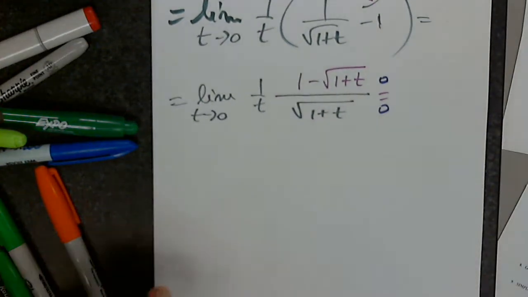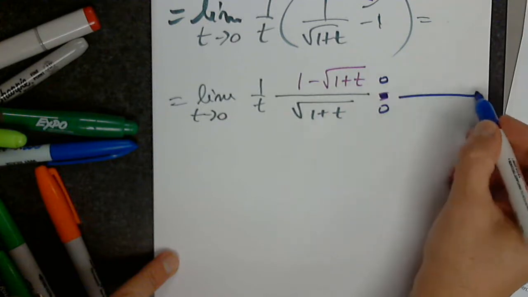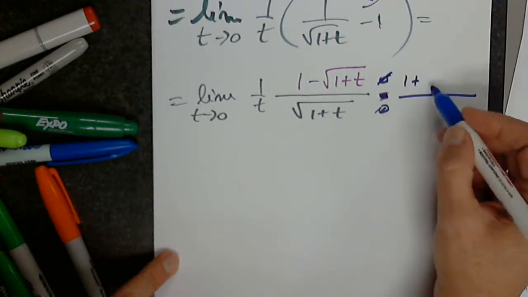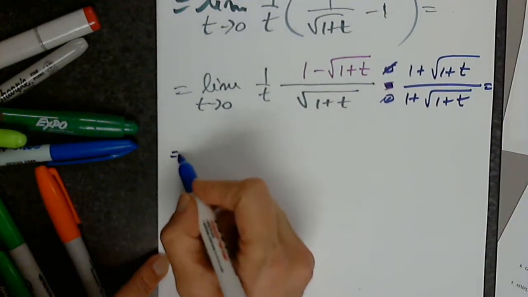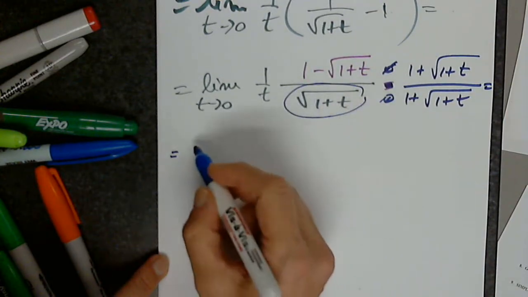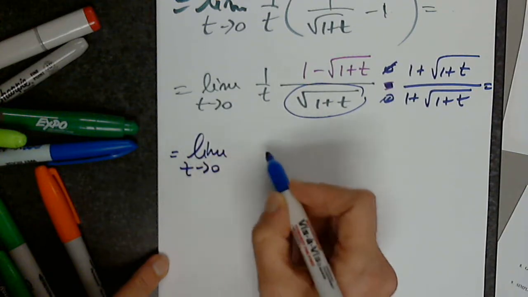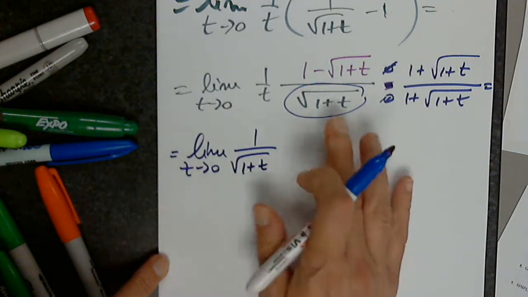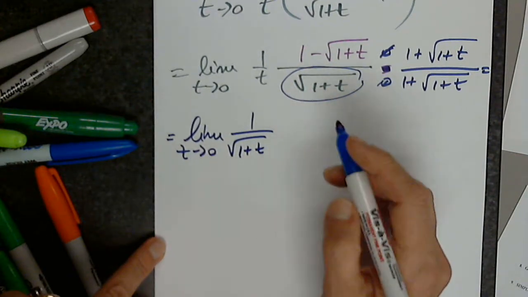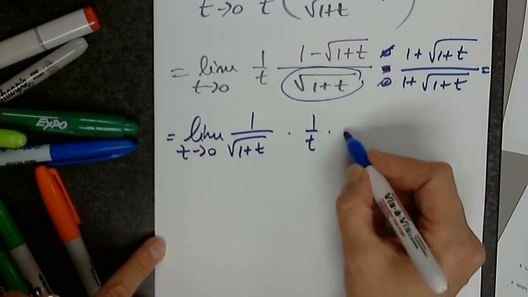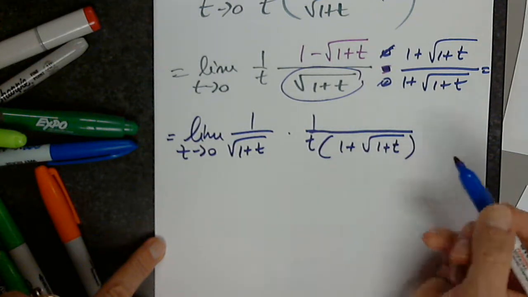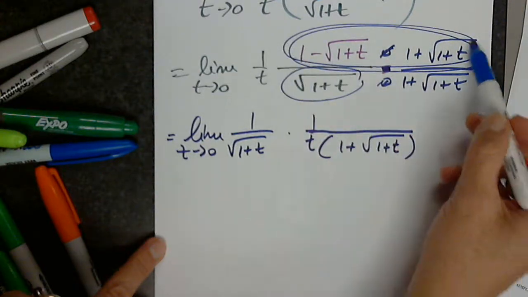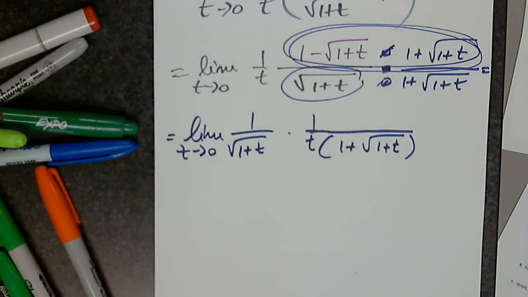Exactly, the conjugate of the numerator. So I have to multiply by 1 plus, so that goes away, 1 plus the square root of 1 plus t, and 1 plus the square root of 1 plus t indeed. This one, leave it alone. Limit as t approaches 0, 1 divided by the square root of 1 plus t. This is not the problem. This is friendly. And then I have 1 over t multiplied by 1 plus the square root of 1 plus t. And what do I have at the top? And that's why we had that agreement on the first day of classes. So what do I get at the top?